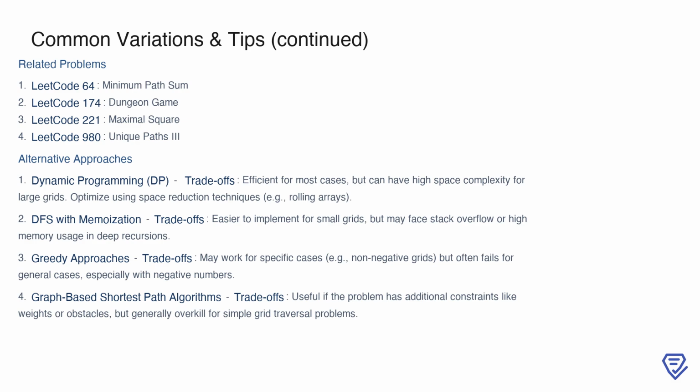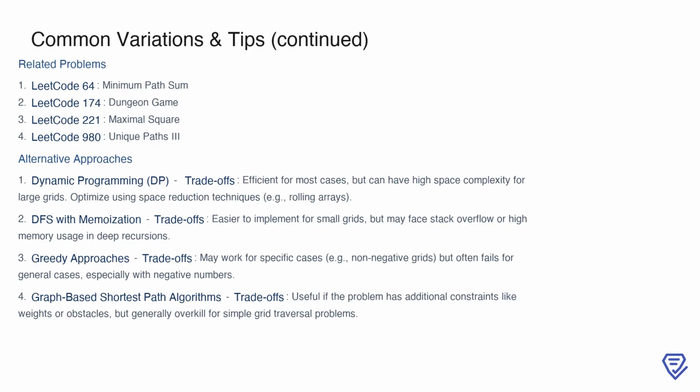In terms of alternative approaches, dynamic programming remains the most efficient for most scenarios, though its space complexity can be high for large grids. To address this, you can use space reduction techniques like rolling arrays. Depth-first search with memoization is another option, particularly for smaller grids, but it can lead to stack overflow or excessive memory usage in deeper recursions.